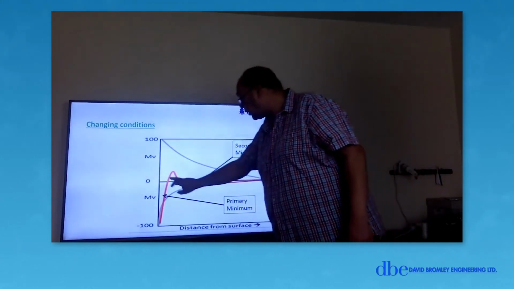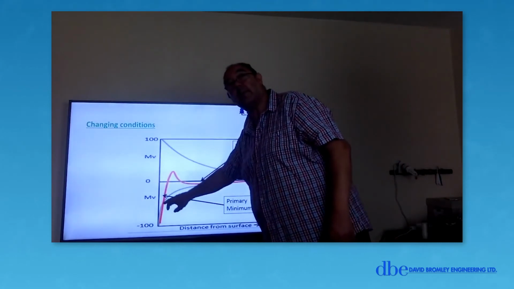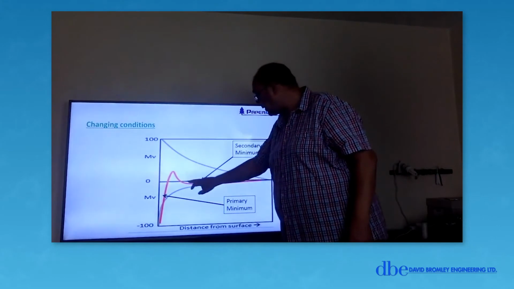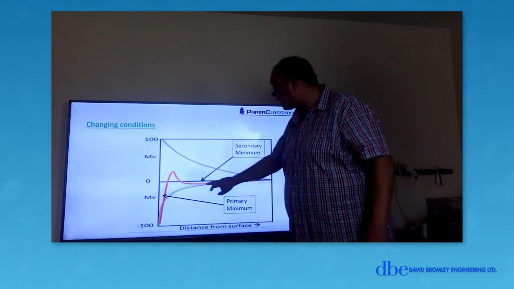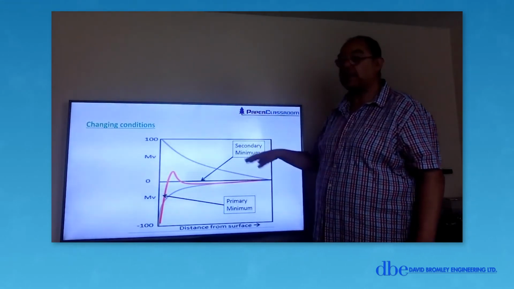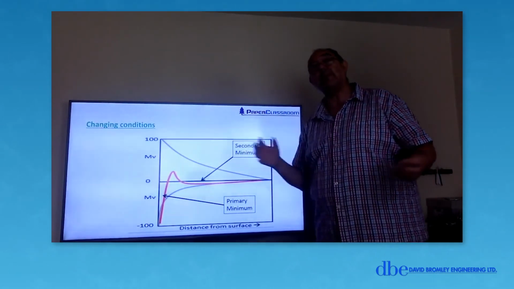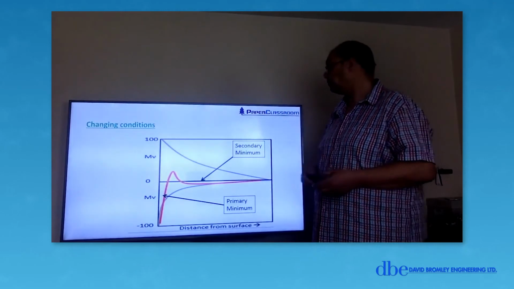So this, as always, is known as the primary minimum, and that's what we have in most systems. But occasionally, in some systems, you can also have this secondary minimum here. So we've identified now primary minimums and secondary minimums. And this could be manipulated by things like pH, as an example.